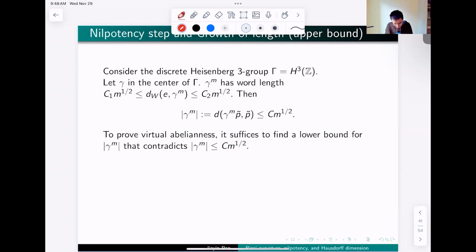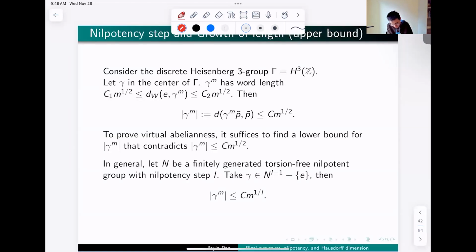Now, if you want to say a fundamental group is virtually abelian, one way is to find a lower bound for this length that contradicts this upper bound, right? Let's say you want to rule out that a Heisenberg 3 group can happen as a fundamental group. If you can prove a lower bound for gamma to the m that violates this, then you get a contradiction. So it cannot be the Heisenberg 3 group.